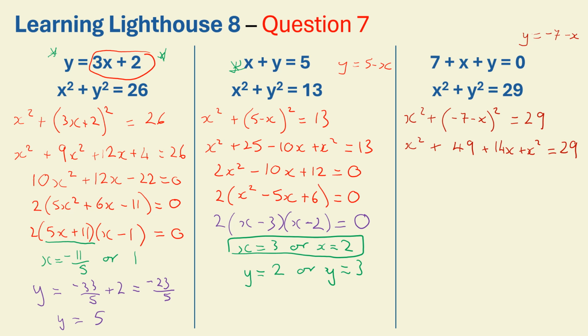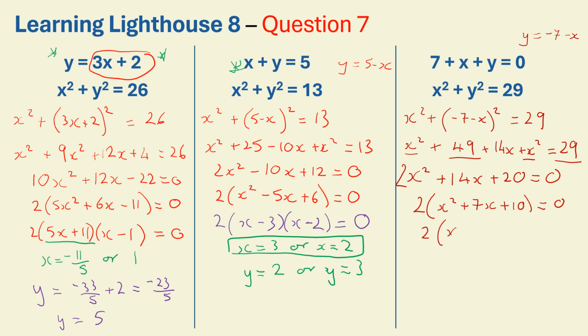We're going to group all of this together. So we've got 2x squared, there's one here, one there. 2x squared plus 14x plus 20 equals 0. 49 take 29 is 20. Again, we're going to try if we can to make our life easier. That's x squared plus 7x plus 10. We're looking for two numbers that multiply to give 10 that add to 7. So we've got (x plus 2)(x plus 5), giving us our two solutions, x equals -2 or -5.